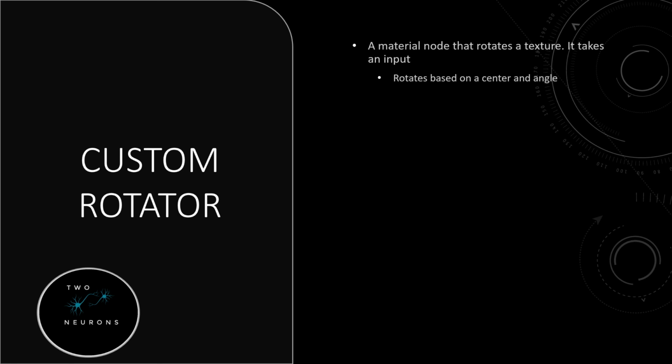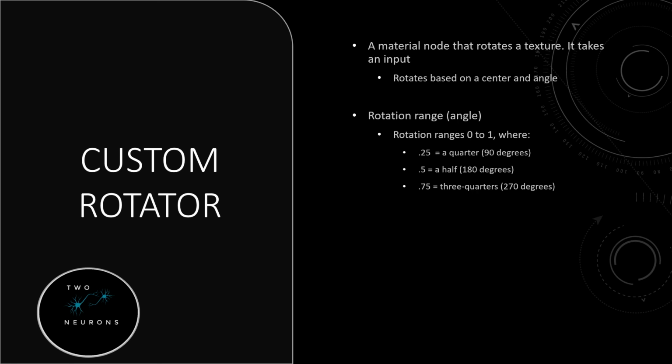But before we get into that, let's talk about angle first. So the rotation range or angle is a value ranging from 0 to 1. This 0 to 1 value represents 0 to 360 degrees. So at 0.25, 25% of a full circle, a quarter of our rotation, is 90 degrees. 0.5 is a half, or 180 degrees. 0.75, or 3/4, is 270 degrees. So we can rotate anywhere in that range.